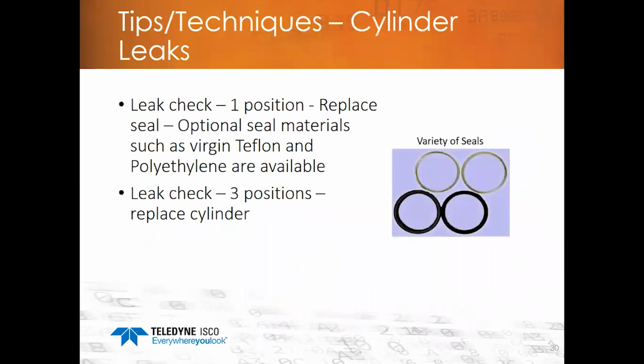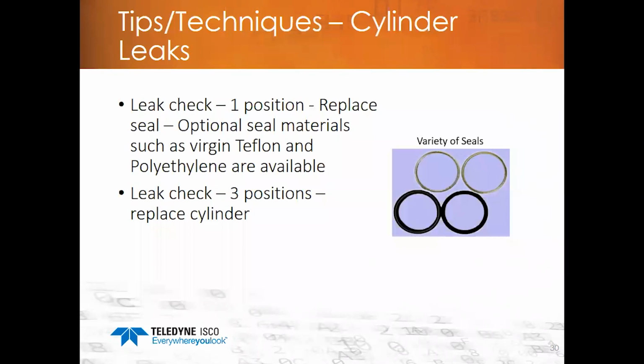Now, here are some techniques for cylinder leaks. We've already discussed the typical seals leaking, and the procedure to go through and isolate those leaks. But there may be leaks that are in other places. You may check the cylinder with the piston at the top in one position, and then perhaps change the seal as a result of that. And note that if replacing the seals, we do have other seal options. We have virgin Teflon and we have polyethylene.